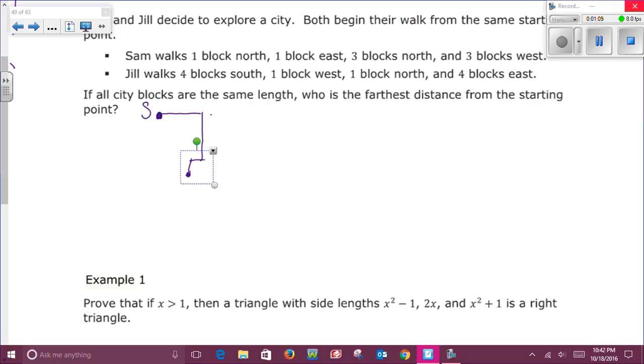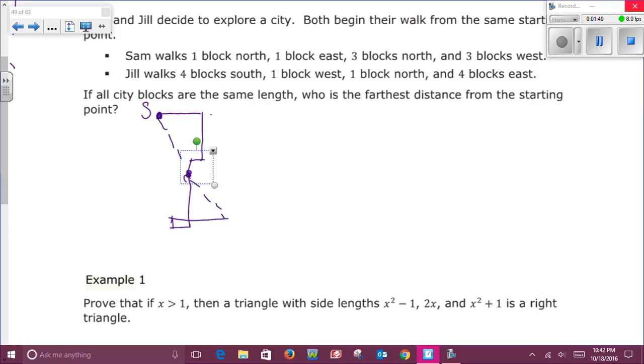Jill is going to start from the same point, and she's going to walk 4 blocks south, 1 block west, 1 block north, and then 4 blocks east. So, who is farther from the starting point?